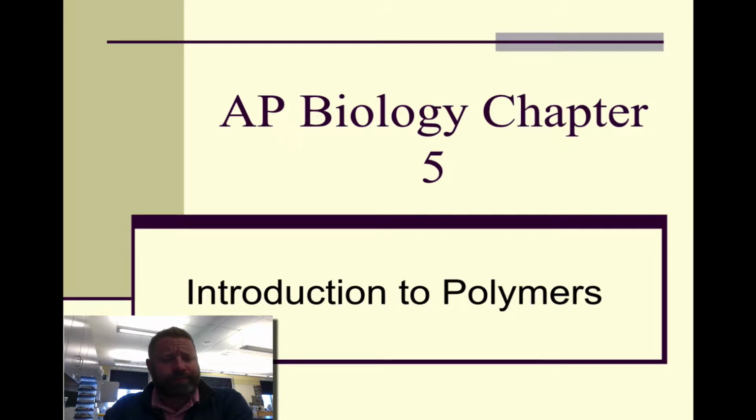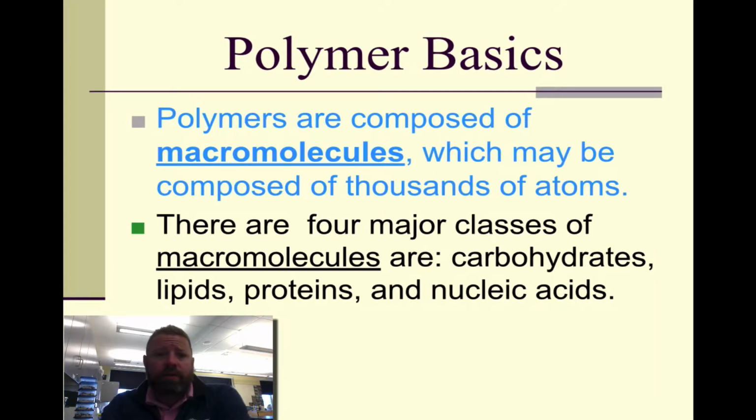We'll talk about where you find them in nature, how they're made, how they're used, what their function is, and so on and so forth. So the term polymers basically deals with large molecules or macromolecules, things that you can actually see, made of hundreds and thousands of atoms. We're going to start with the first one, which will be carbohydrates.